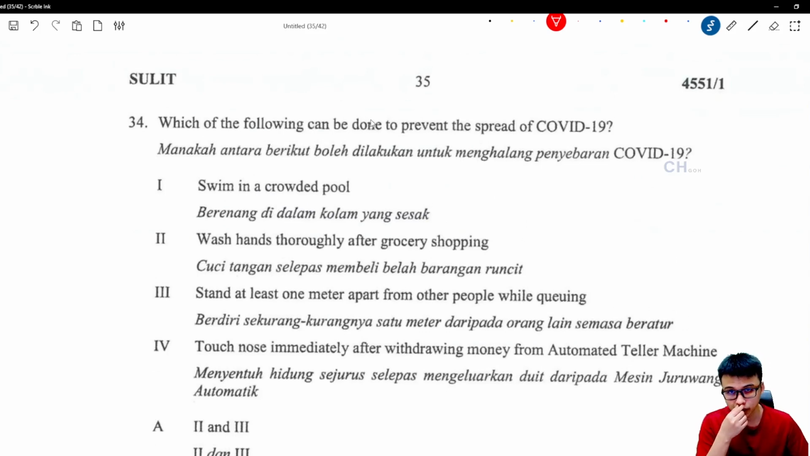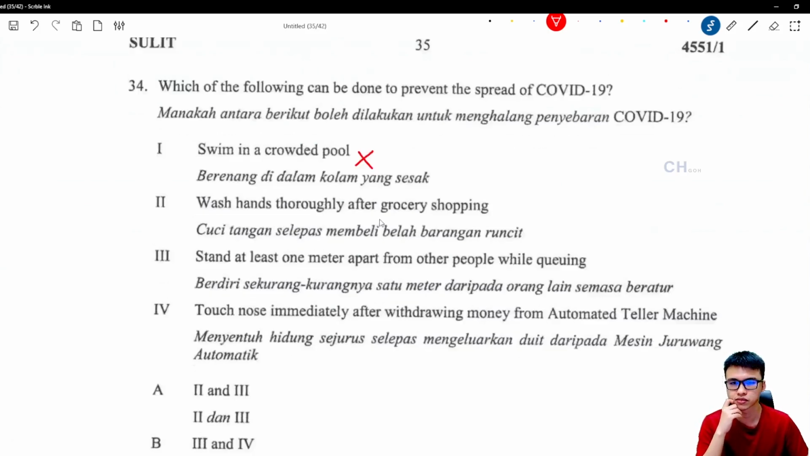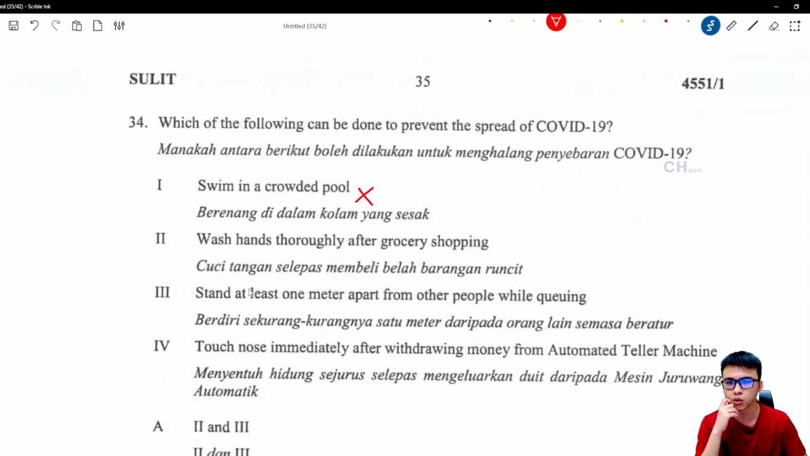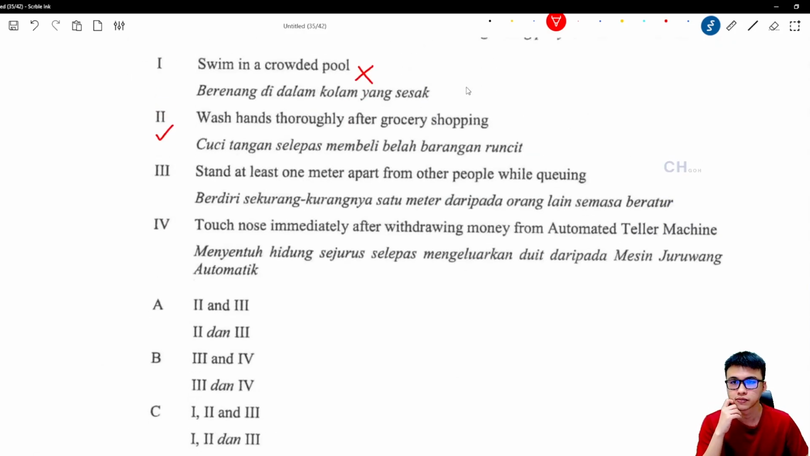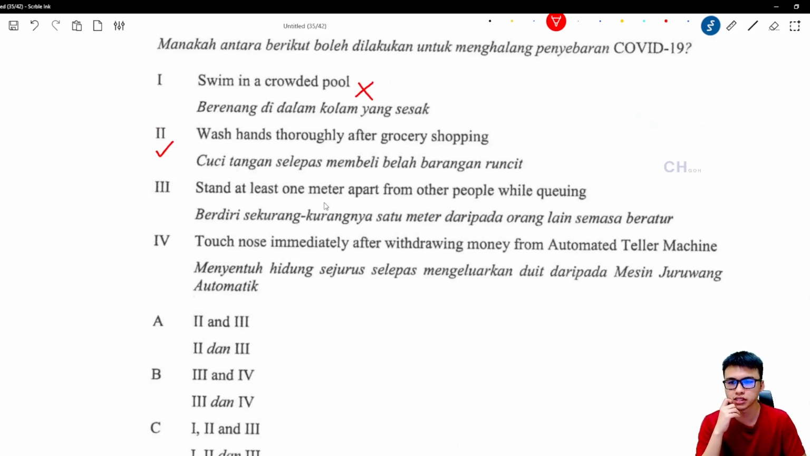Which of the following can be done to prevent spread of COVID-19? This one you guys are very good already. I'm sure every one of you here, you guys are masters of prevention of COVID-19. Swim in a clouded pool. Okay. Wash hands thoroughly. Yes. Stand at least 1 meter. Yes. Touch nose immediately. Definitely no. Okay.